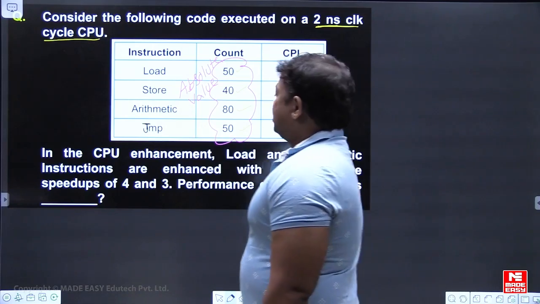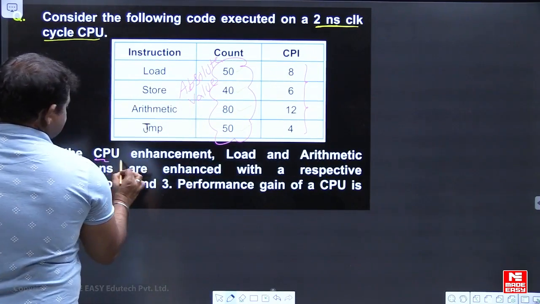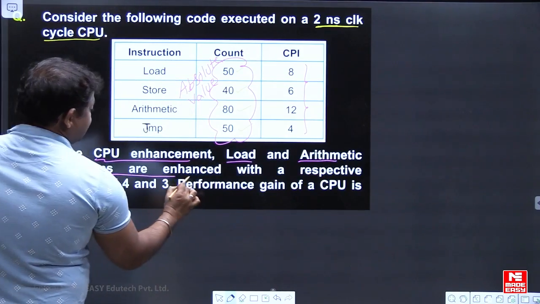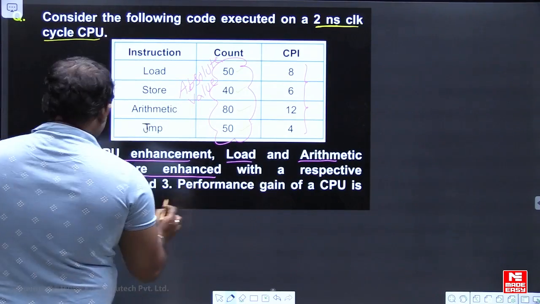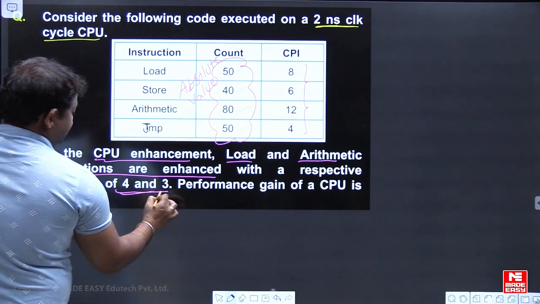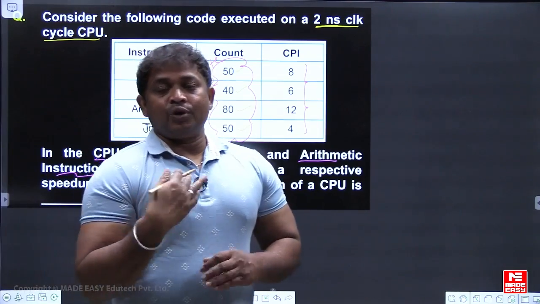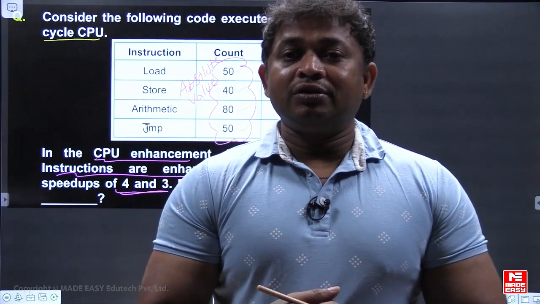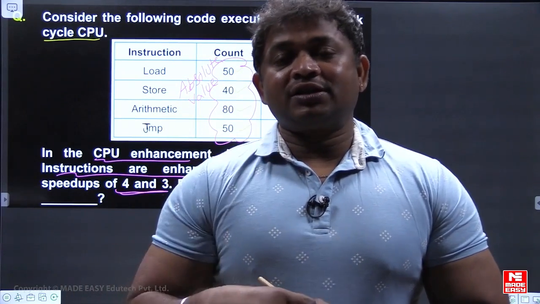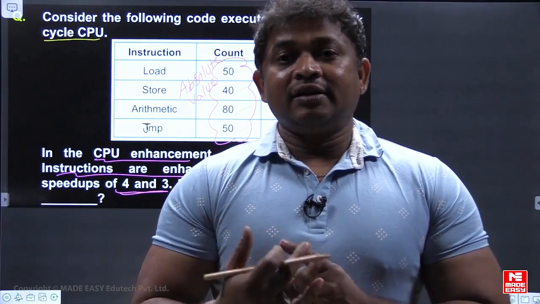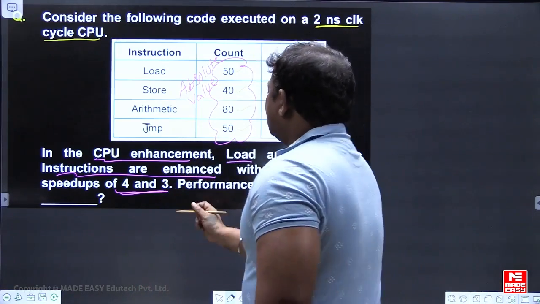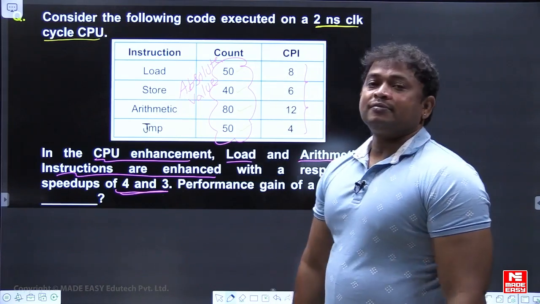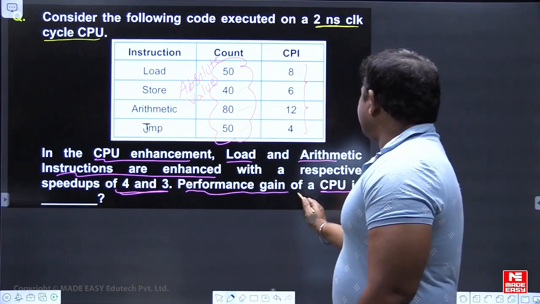Very good. In the CPU enhancement, load and arithmetic instructions are enhanced with speedups of 4 and 3. Load instructions are modified and arithmetic instructions are modified. After that modification, those two instructions run with speedups of 4 and 3. We need to identify the performance gain of the CPU.